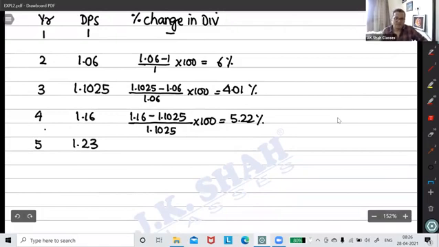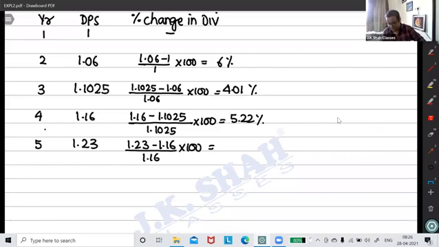And then the last one, (1.23 minus 1.16) divided by 1.16. That comes to 6.034, so 6.03. Yes, correct. Yes, Roshan, 6.03.